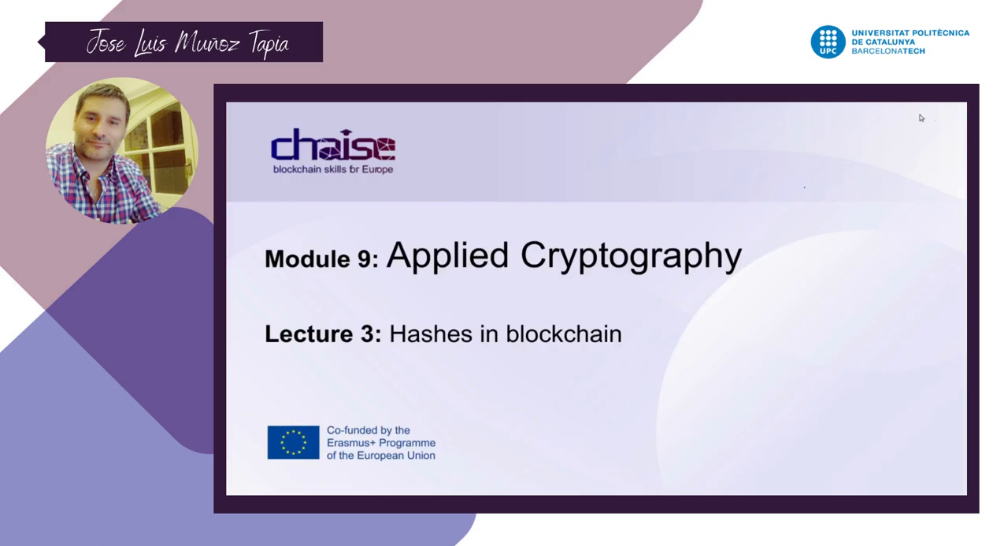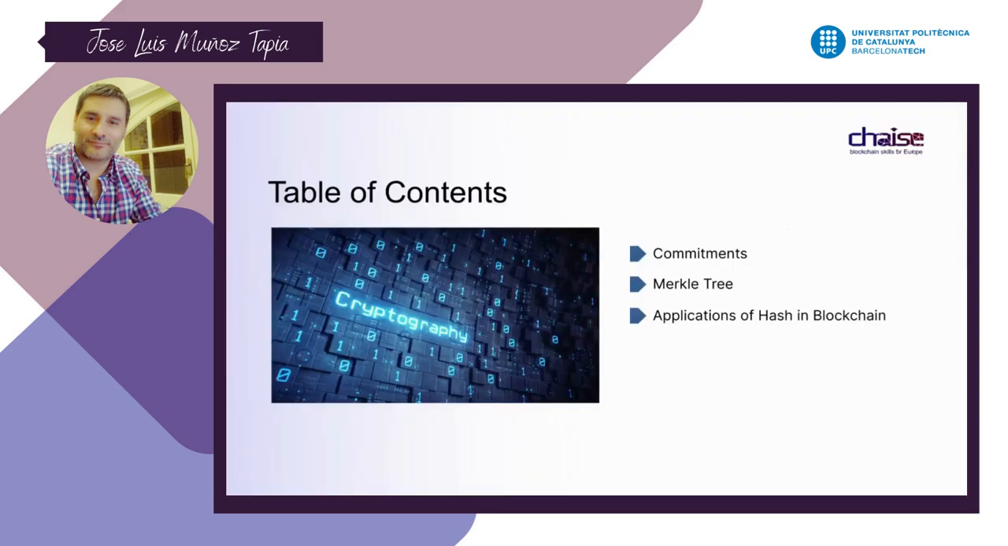So now we are in module 9, lecture 3, hashes in blockchain. We already saw the main features of the hash function, and in this lecture what we're going to see is one of the main applications of the hash function in the blockchain networks. In particular, we're going to see three applications. We are going to see commitments, we are going to see Merkle trees, and we are going to see how to use the hash function to build a consensus algorithm of a blockchain system.